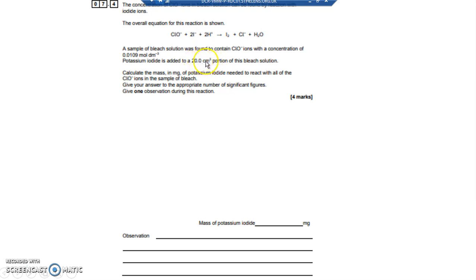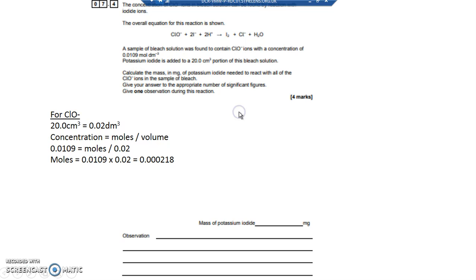If I can get that volume from centimetre cubed into a larger unit value of decimetre cubed by dividing by 1,000, I can work out the number of moles of ClO-. So that's obviously where it's taking me first of all. 20 centimetre cubed, up into decimetre cubed, I divide by 1,000, so that's 0.02 decimetre cubed.